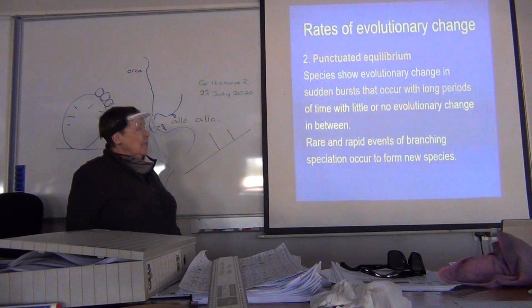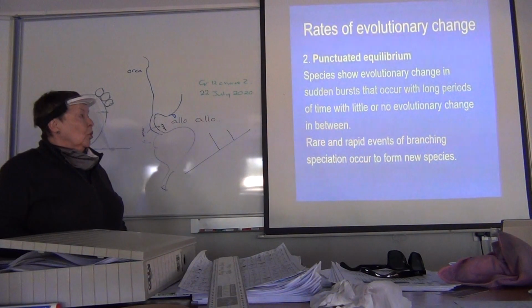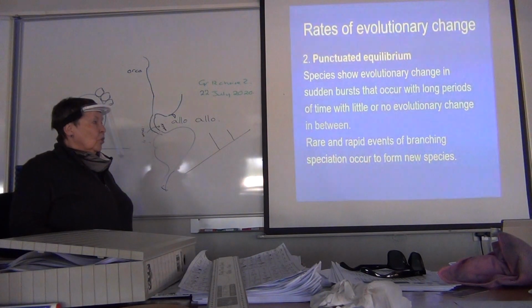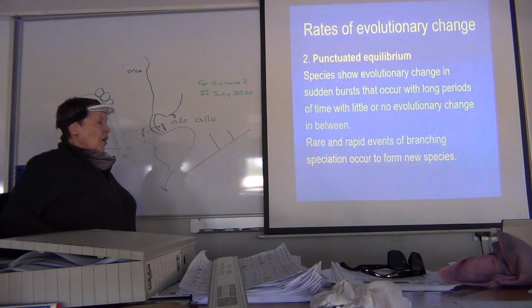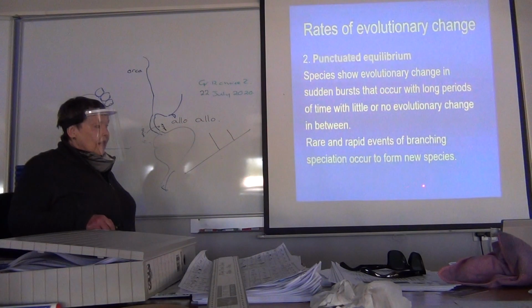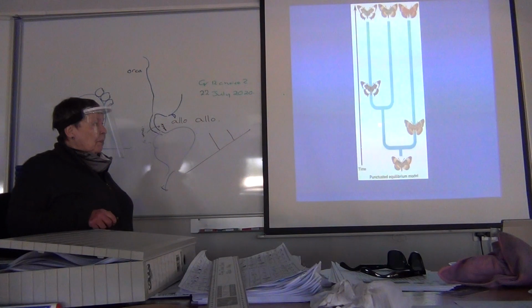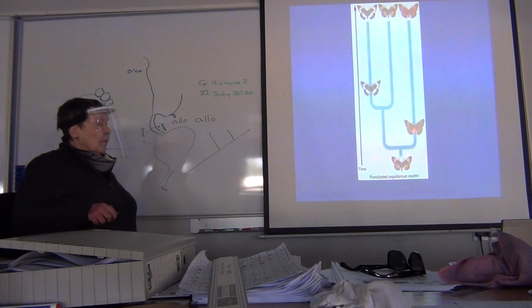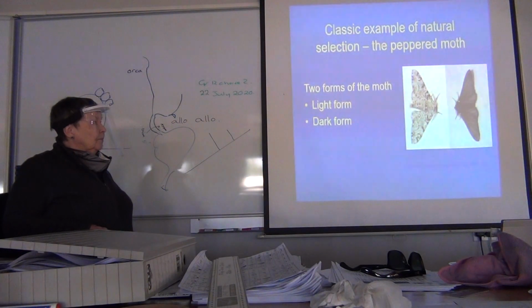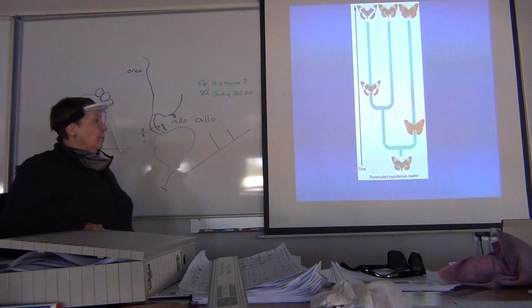Punctuated equilibrium. Species show evolutionary change in sudden bursts that occur with long periods of time with little or no change in between. Rare and rapid events of branching speciation occur to form new species, and so this is linked with cladogenesis. Okay, so this would be punctuated equilibrium. Sudden bursts of speciation.